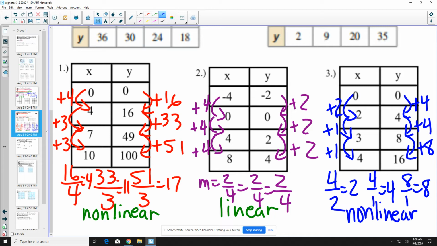Number 2 was linear. When you did change in y over change in x, you got 2/4 each time, which is the same as a half, but they're all equal to each other, so it's linear. Number 3, first you get 4 over 2, and then 4 over 1, and then 8 over 1. Well, those do not equal each other. The slope is varying. That means it is nonlinear.